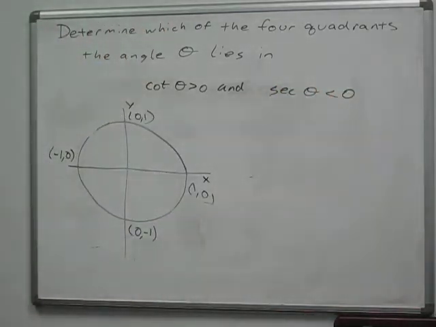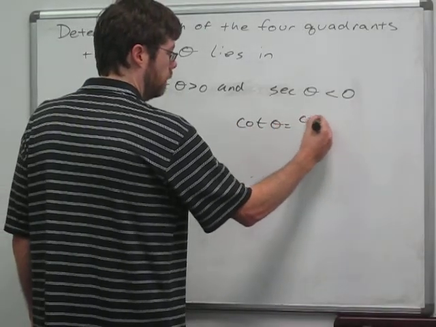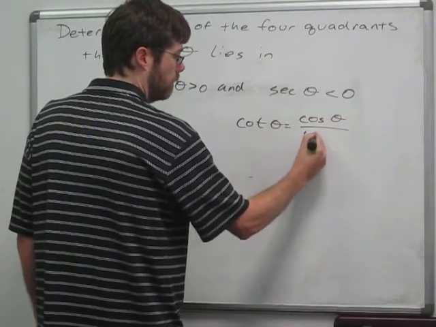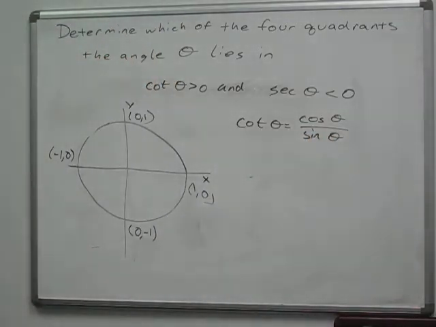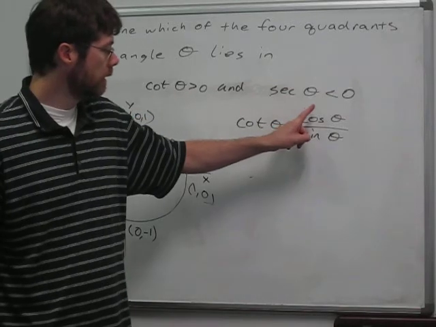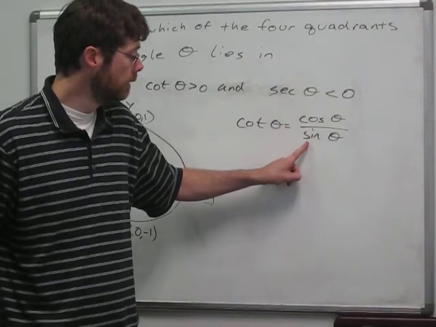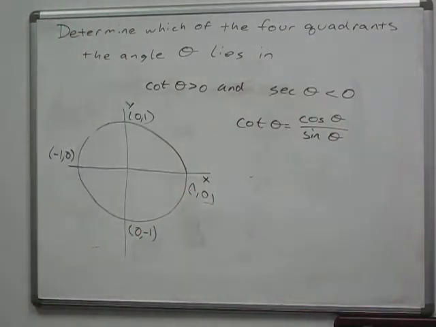Where must theta lie if cotangent is positive and secant is negative? Cotangent is the cosine over the sine. So cotangent will be positive whenever cosine and sine have the same sign. They're either both positive or both negative.